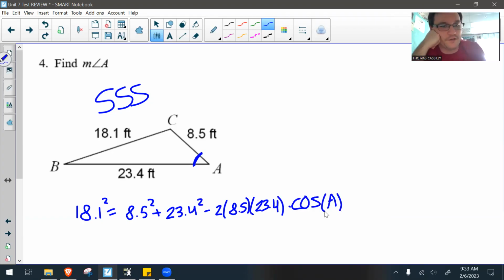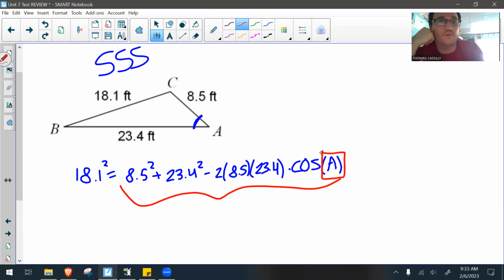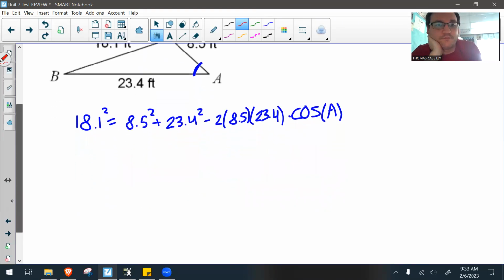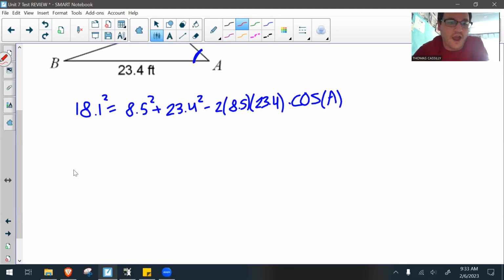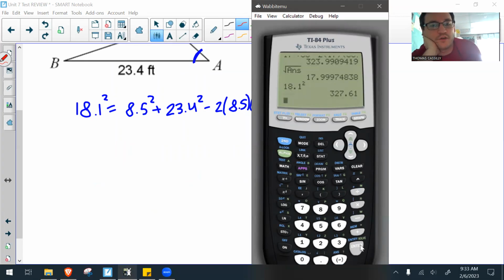All right, so now the difference between this problem and the last one is that we cannot type this into our calculator because we don't know what A is, right? We can't just put an A in the calculator. The calculator doesn't know what that is. So we're going to have to do a little bit of algebra on this problem. First things first, I would go ahead and just get all of these numbers. 18.1 squared, that's 327.61.